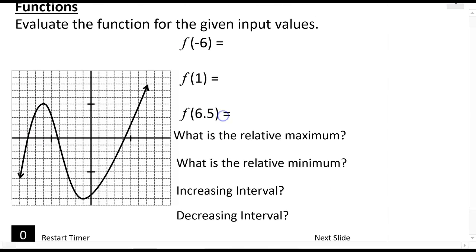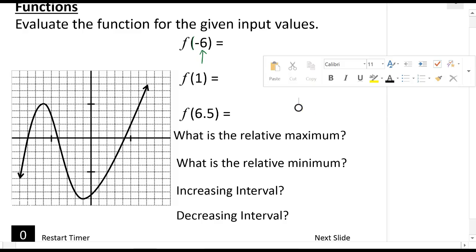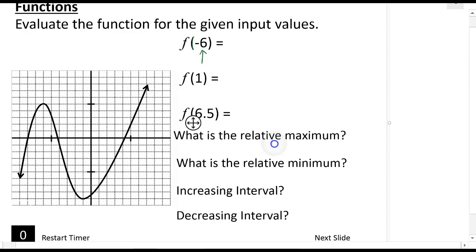Now evaluate the function for the given input values. So remember, if we write it in this notation, f with parentheses, this means f of the number inside. Inside is our input. Then we need to go to the graph and figure out what happens if I plug in -6 in this function. This line is a function, just like if we had something like y equals 2x cubed plus x.